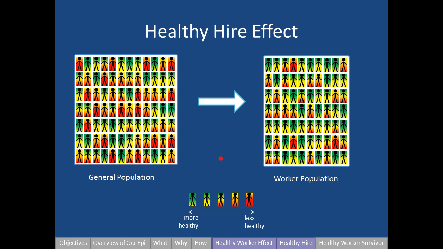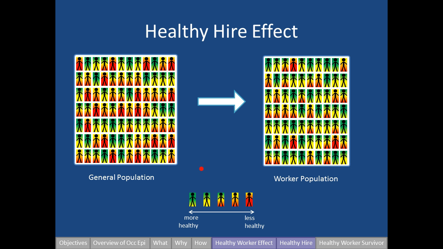And so your worker population just tends to be more healthy. You do have some individuals who have more red, like here's one, here's another, but it's not representative of the general population. They tend to be more green. They tend to be more healthy. And you can think about how this effect can be stronger, that there's more selection in more physically demanding jobs like firefighter and construction. So the healthy hire effect is a concern when you're making a comparison of an occupational population with an external reference population like the general population, because their mortality rates are going to be higher.